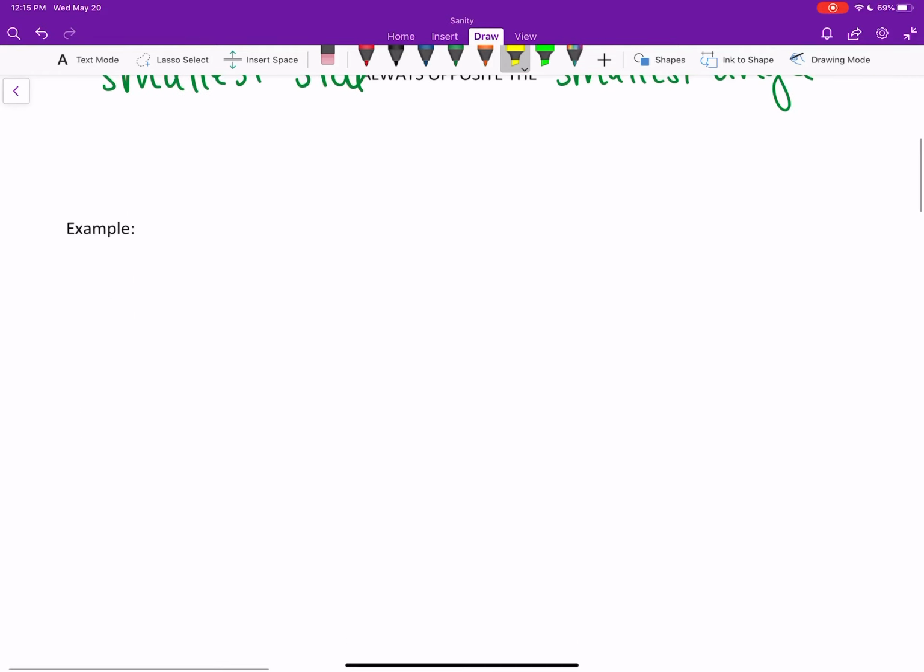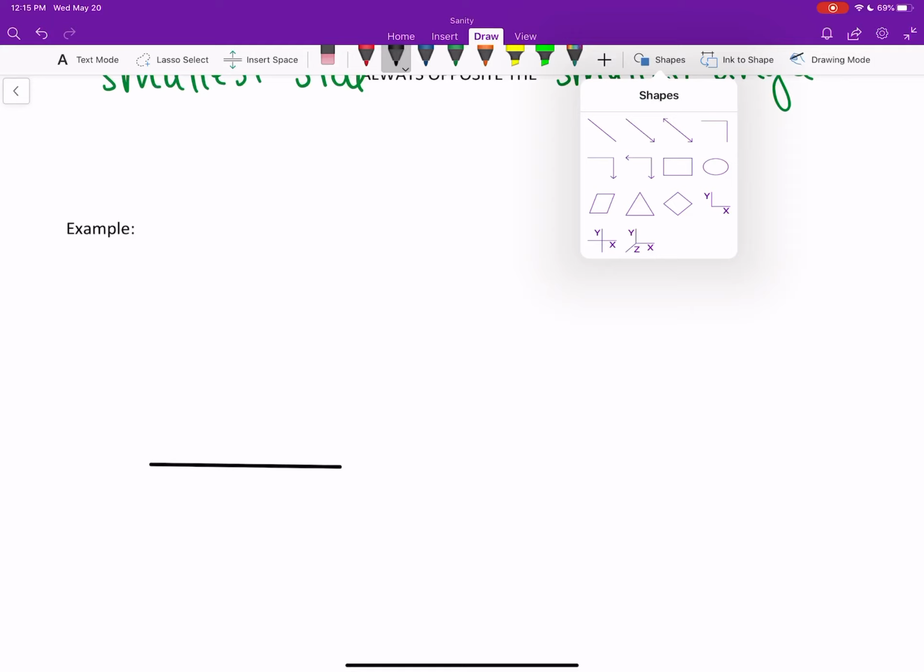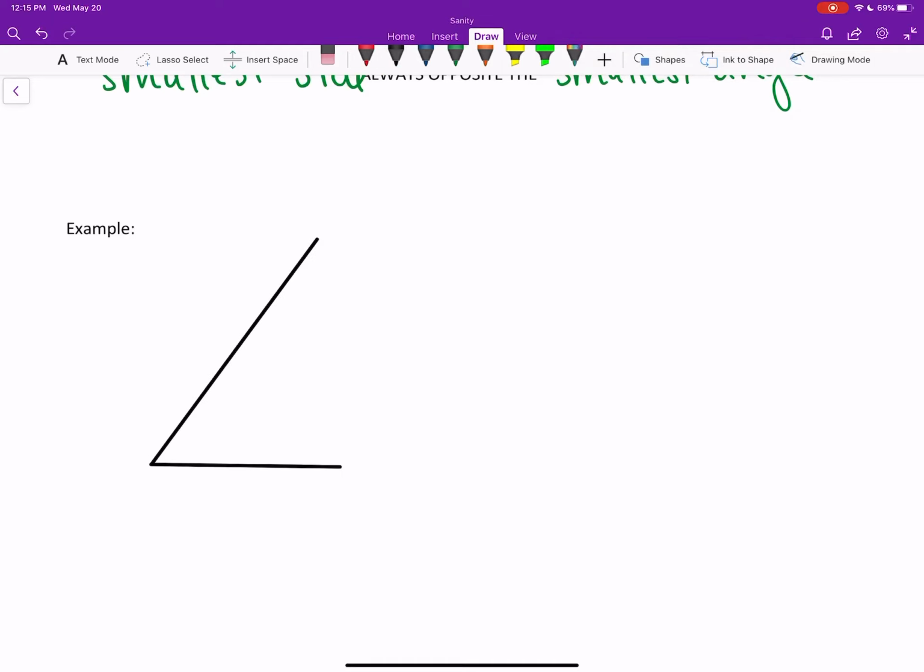So here is my first example. I didn't draw that picture, but let's draw that picture real quick. I'm going to sketch out a 30, 60, 90 right triangle. So here is my right angle. Let's say that this is 60 degrees and this is 30 degrees. That means that my shortest side has to be the side that is opposite of my 30-degree angle.